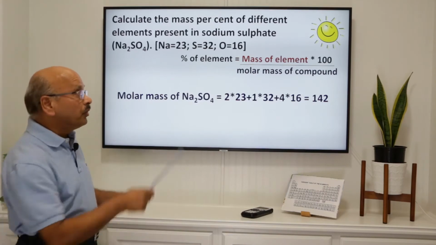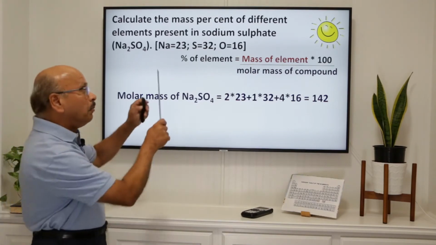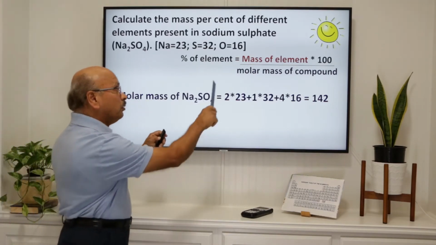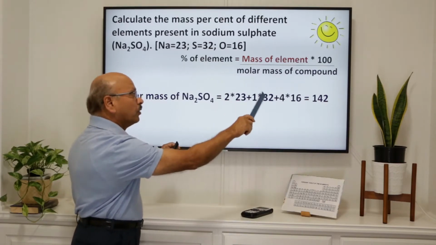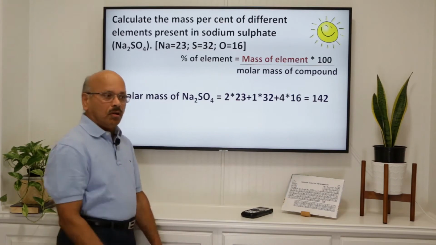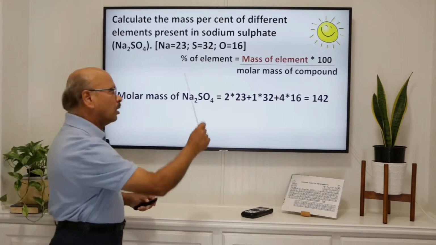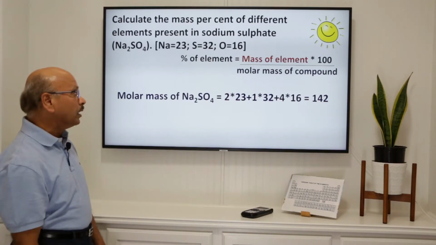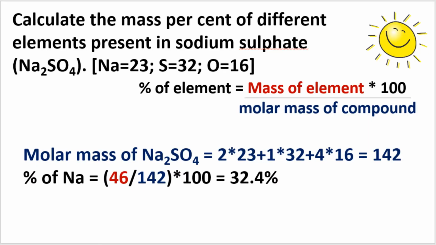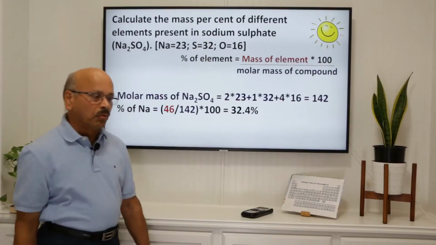Now, the percentage of each element is what? The mass of that element in the compound, which is 2 times 23 for sodium, 1 times 32 for sulfur, 4 times 16 for oxygen, divided by the total, which is the molar mass, times 100. Pretty easy, right? You can easily do that. So, sodium percent will be 46 over 142 times 100, which is 32.4%.